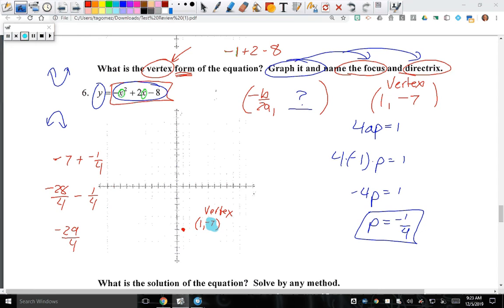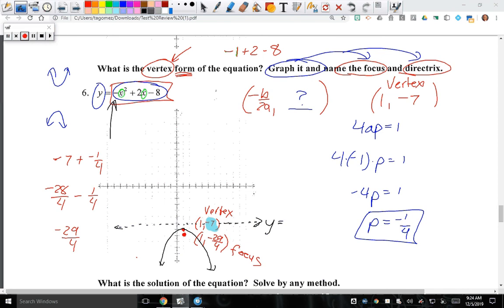Okay? How many times can you divide 29 by 4? About 7 and some change, right? So it's like 7 and 1/4. So 1/4 down, it's going to be real close. This is going to be at 1, negative 29 over 4. This is my focus. It is negative, so it is looking down. And just the same distance away, we're going to go up, would be my directrix.